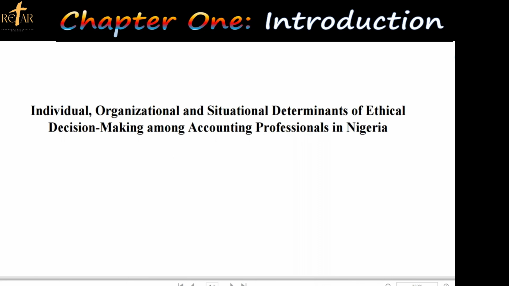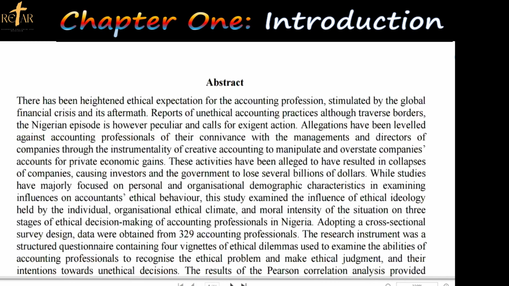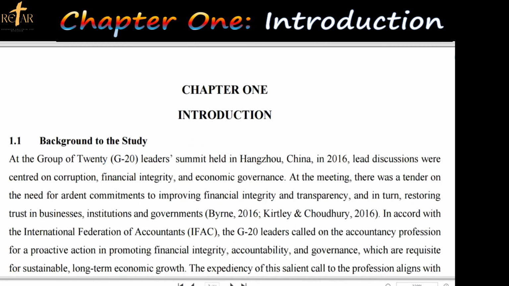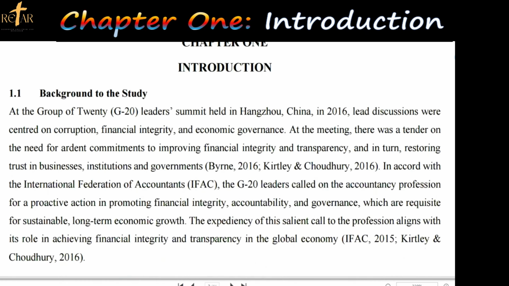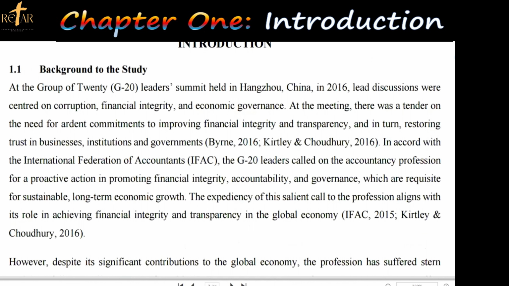And so you will see now, I'll display an example of a particular background to the study. So can you see the screen, the chapter 1, the background to the study? You could see that this background to the study is starting with historical events. At the Group of 20 Leaders Summit held in Hangzhou, China in 2016, lead discussions were centered on corruption, financial integrity, and economic governance.